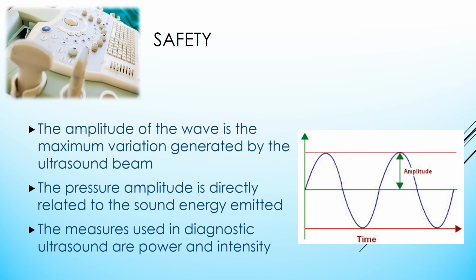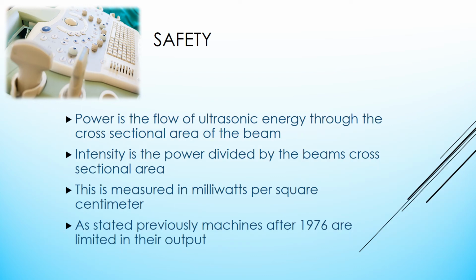Safety. The amplitude of the wave is the maximum variation generated by the ultrasound beam. The pressure amplitude is directly related to the amount of sound energy emitted. The measures used in diagnostic ultrasound are power and intensity. Power is the flow of ultrasonic energy through the cross-sectional area of the beam. Intensity is the power divided by the beam's cross-sectional area. This is measured in milliwatts per square centimeter. As stated previously, machines after 1976 are limited in their output. The center of the beam, or the focal area, has the most power.